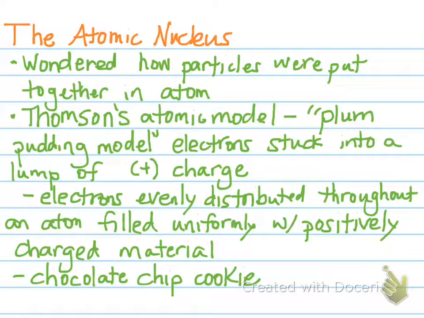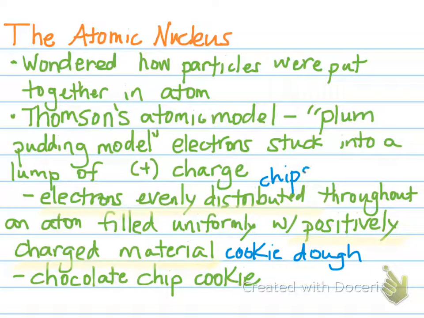So the idea is, in a chocolate chip cookie, we have the cookie dough itself, and then we have the chocolate chips in that cookie dough. That cookie dough represents that positively charged material. And these electrons are evenly distributed throughout that cookie dough. These are our chocolate chips. And if you've done a good job of mixing up your chocolate chip cookies, your chocolate chips are pretty evenly distributed throughout that cookie dough.